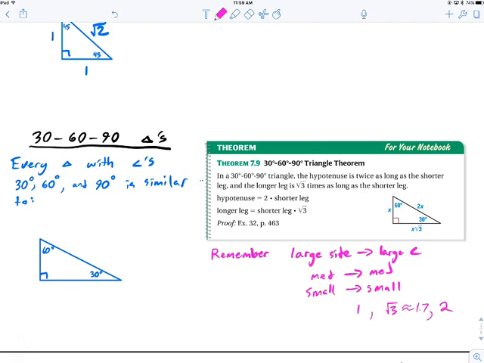So I know that across from my smallest angle over here is my smallest side. Across from my medium angle is my medium side. And across from my biggest angle is the biggest side.